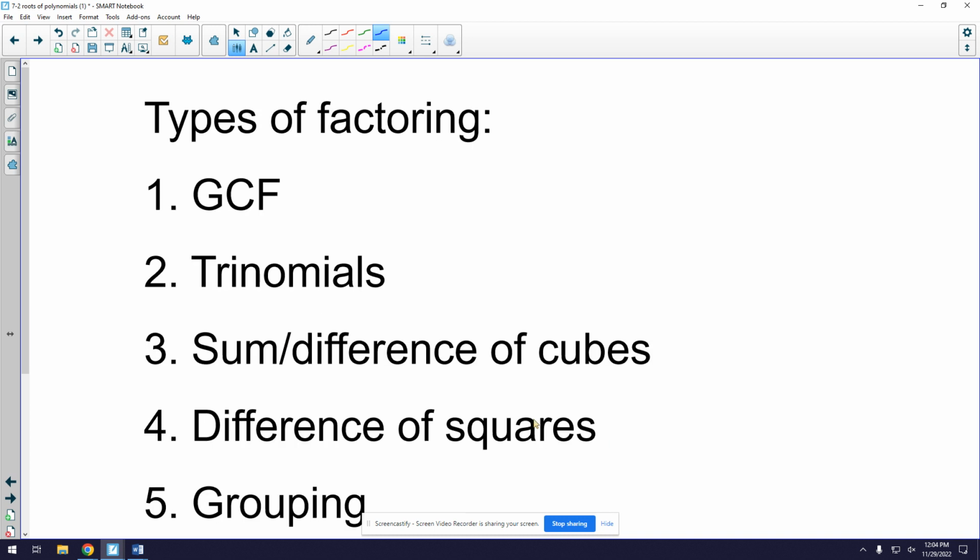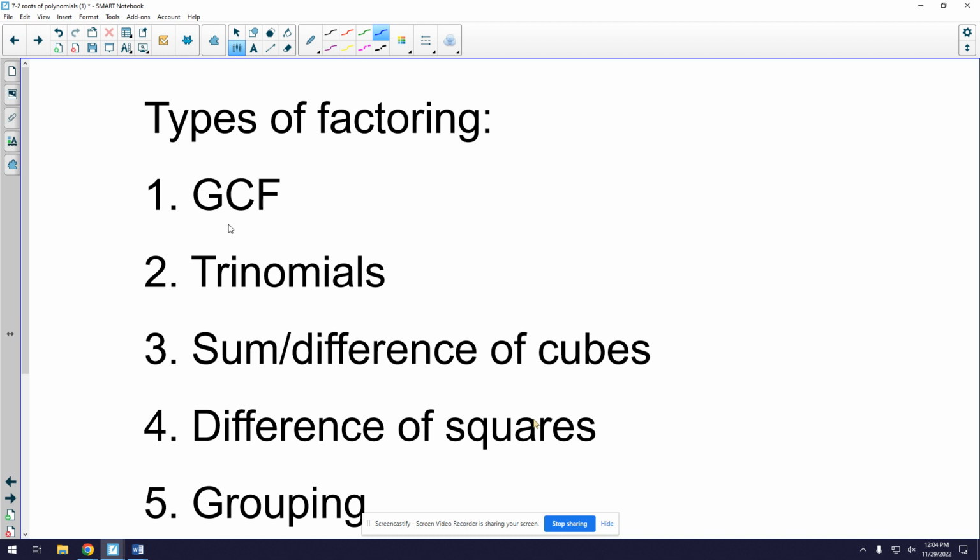So now we're going to talk about factoring it to then find your roots. So just a reminder that there are 5 types of factoring that you have learned. The first one is factoring your GCF. If you have a GCF, I highly recommend that you factor with the GCF first. Then you have factoring trinomials, which we'll remember how to do that. Then you have factoring sum or difference of cubes, factoring a difference of squares, or factor by grouping.